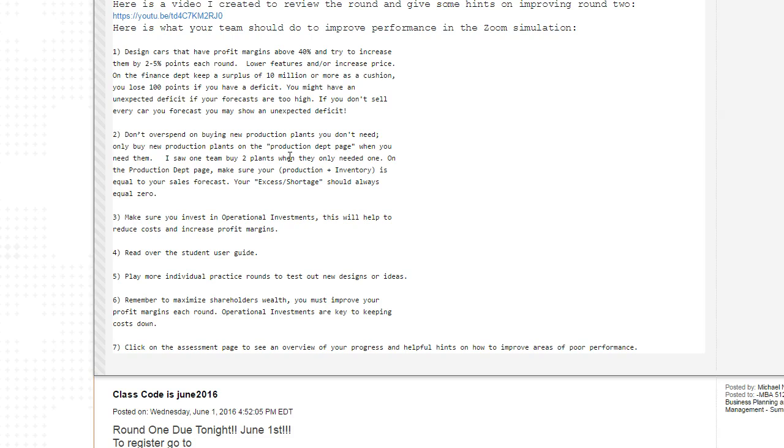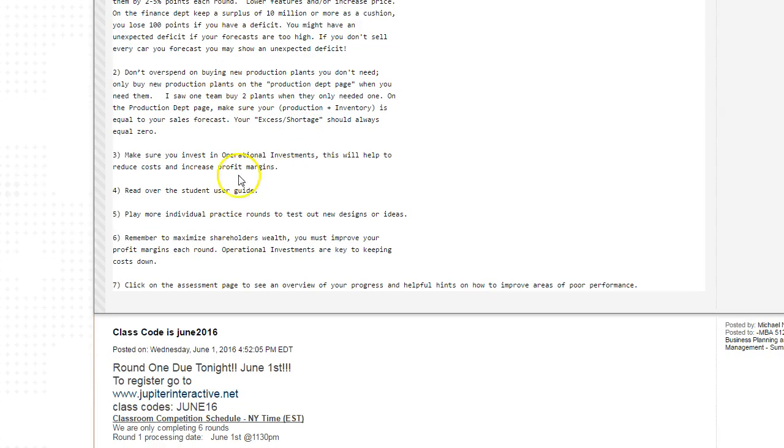A lot of these hints are detailed in my lectures on the Kellogg's and Strategy book. I weave in some talk about the simulation in those lectures, so if you're watching those lectures, it also helps you do well with the simulation. Make sure you invest in operational investments to keep your costs down and your profit margins up. Read over the student user guide. Play individual practice rounds. Remember to maximize your shareholders' wealth. You have to increase profits and sales every round. And there's an assessment tab you can click on to give you an overview of your progress and to give you hints to improve.